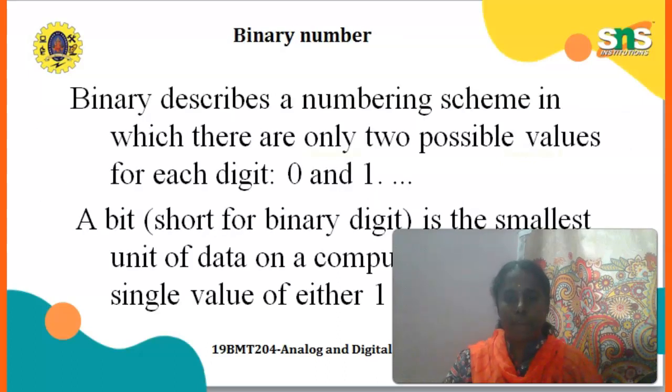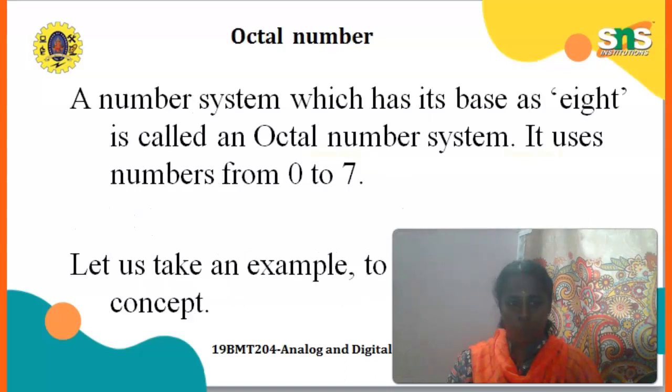Next one, binary number system. Binary describes only two possible outcomes, either 0 or 1. There are only two possible conditions for the binary number system, 0 and 1. A bit is the smallest unit of data on a computer, and each bit has a single value of either 1 or 0.